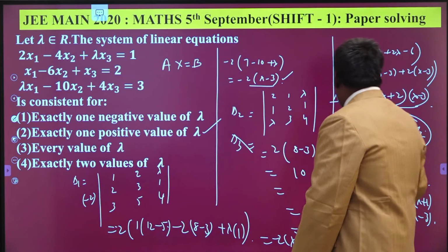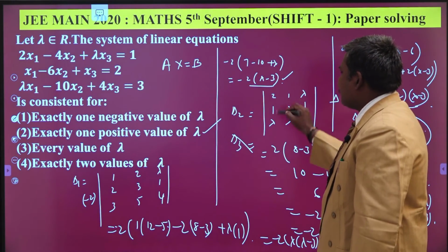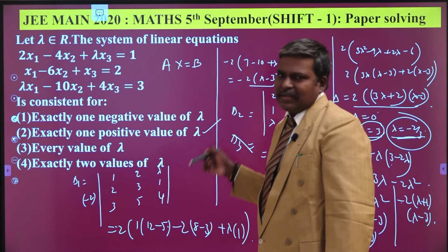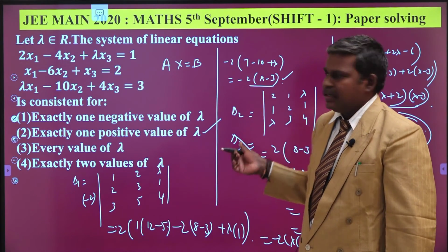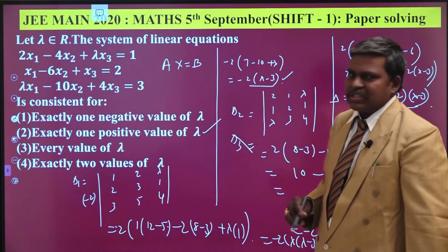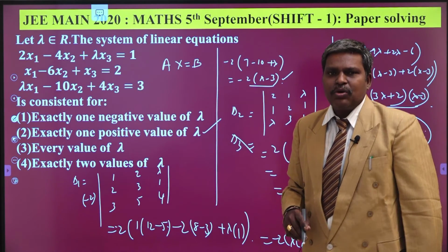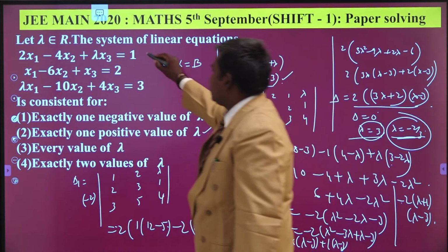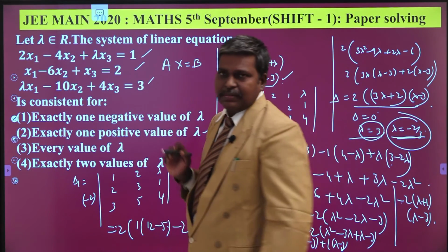Suppose for lambda equal to 3 at least one of the deltas is not equal to 0, then exactly two values for that would be possible. Understand? So in this manner, we have to choose the number of solutions for non-homogeneous linear equations of three equations. Understand?